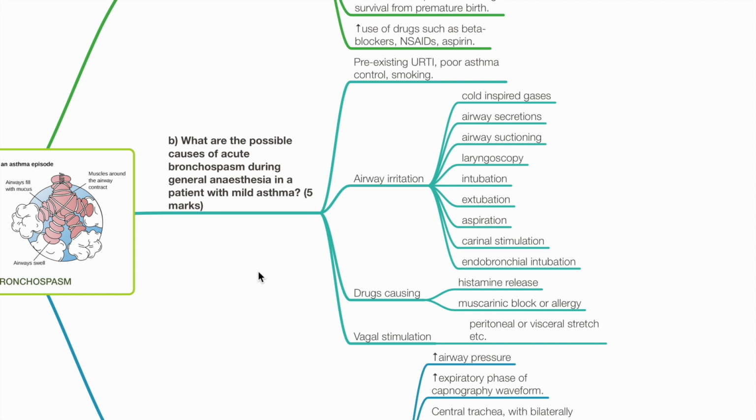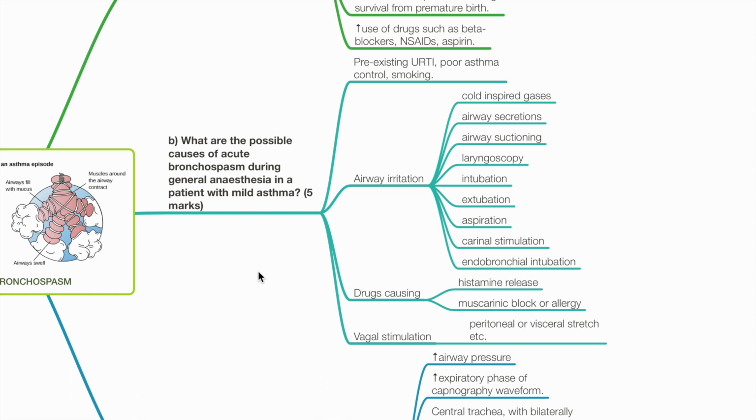B. What are the possible causes of acute bronchospasm during general anesthesia in a patient with mild asthma? This includes pre-existing URTI, poor asthma control, and smoking, airway irritation due to cold inspired gases, airway secretions, airway suctioning, laryngoscopy, intubation, extubation, aspiration, carinal stimulation, and endobronchial intubation.